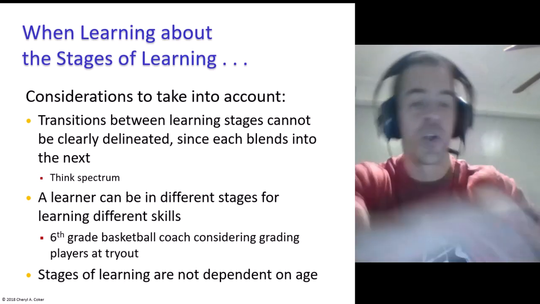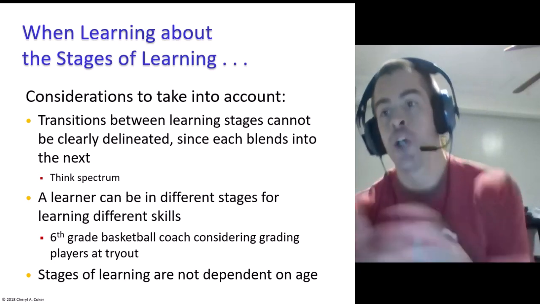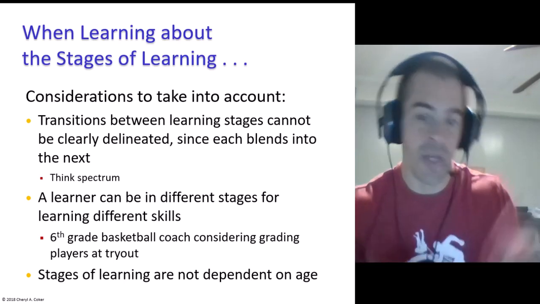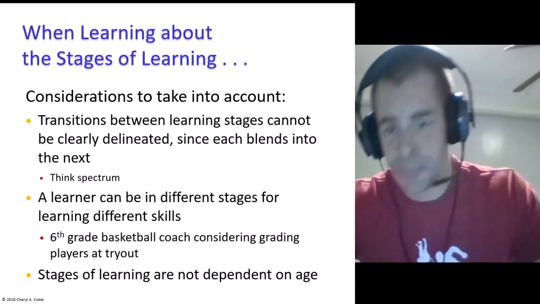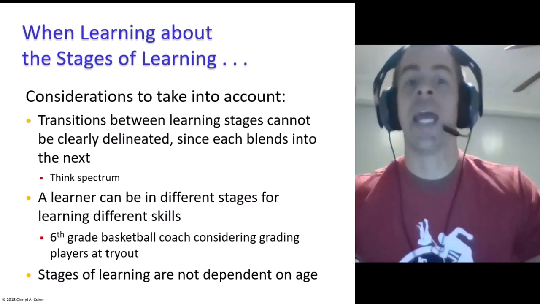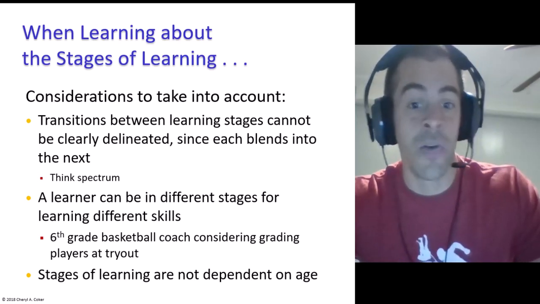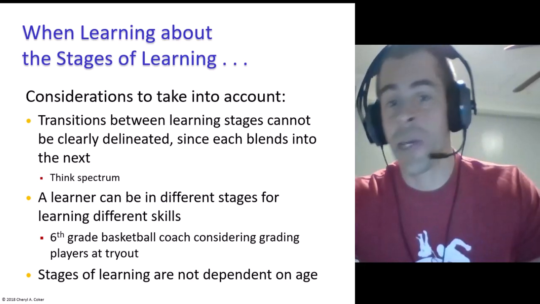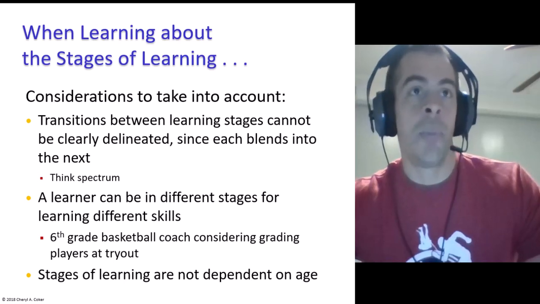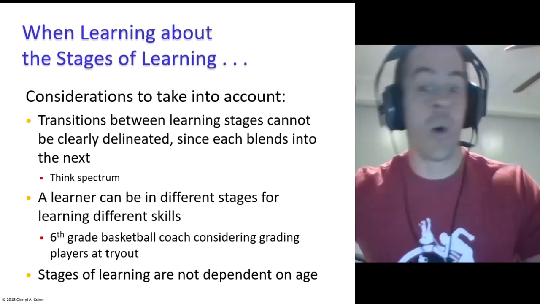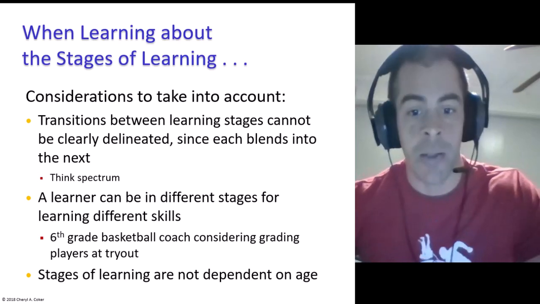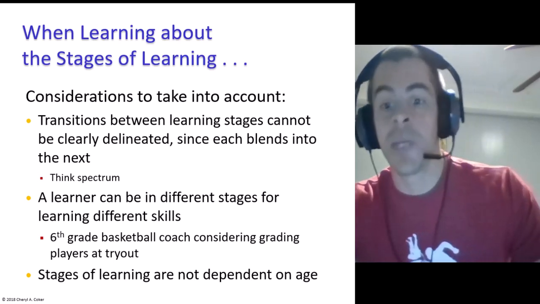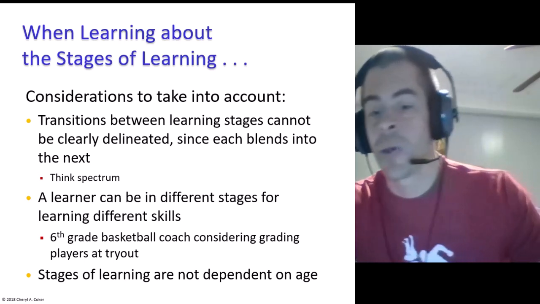You're not 100% in the cognitive stage, and you're not 100% in the associative stage. At times, you're probably somewhere on a spectrum, I don't know, 70%, 30%, something along those lines. Beyond that, a learner can be in different stages for different skills. So let's say we're talking about the sport of basketball, right? In the sport of basketball, somebody can be really, really good and relatively autonomous dribbling with their right hand, right? But if you look at them with their left hand, they may truly be in the cognitive or associative stage of learning with regards to their left hand.